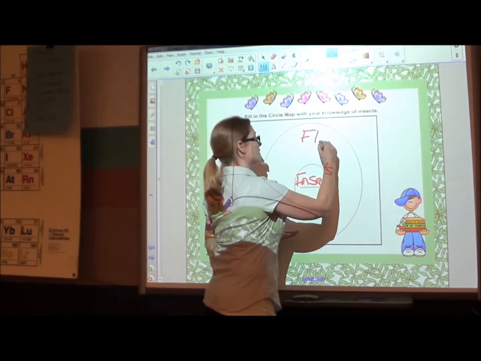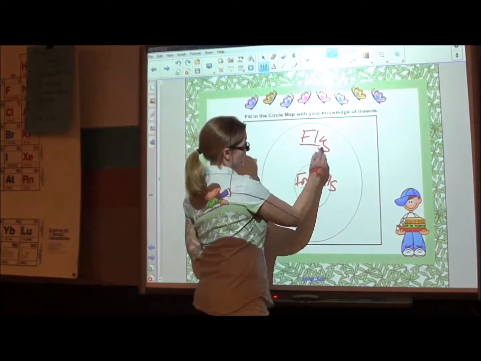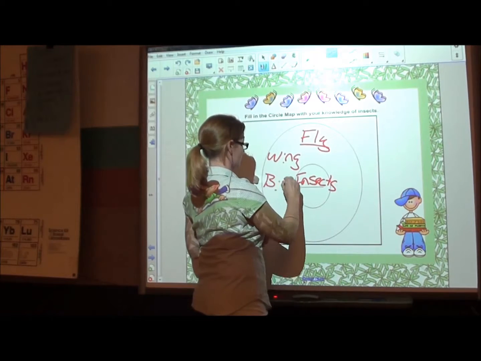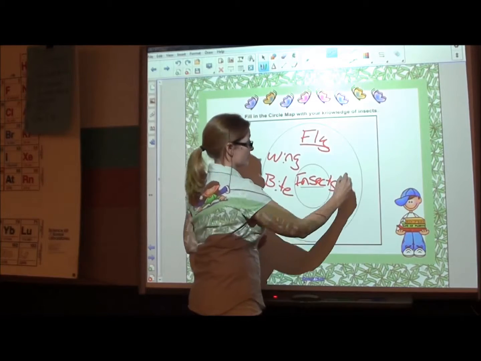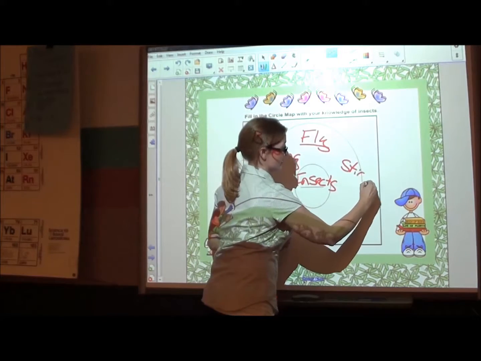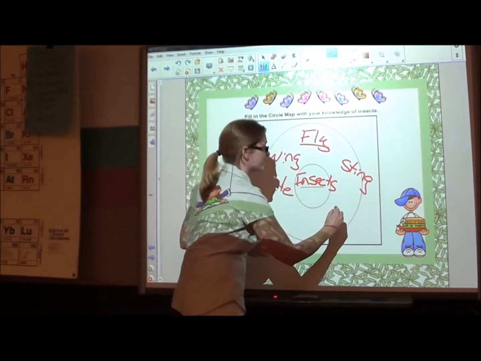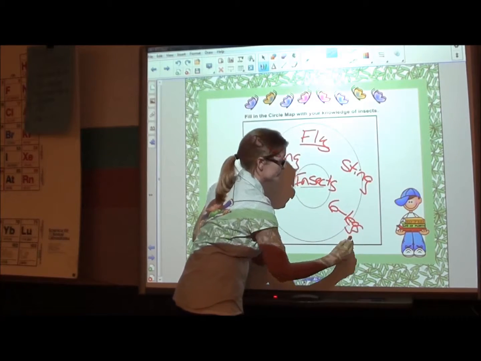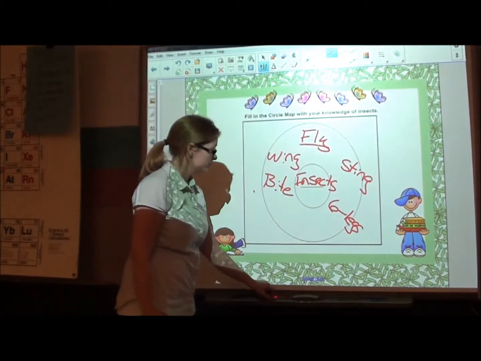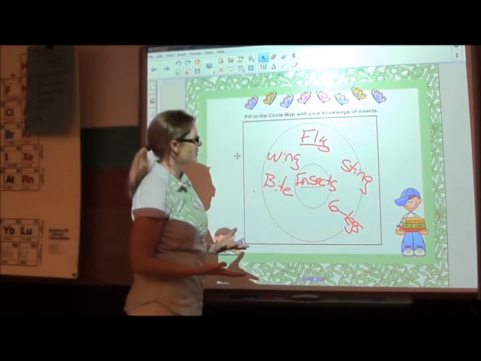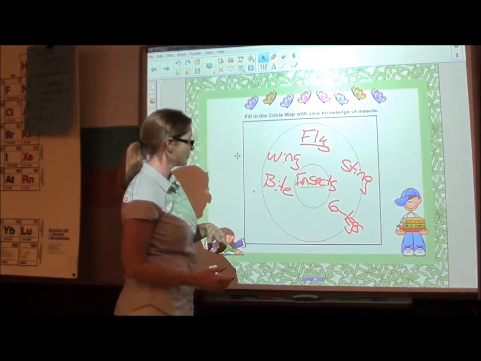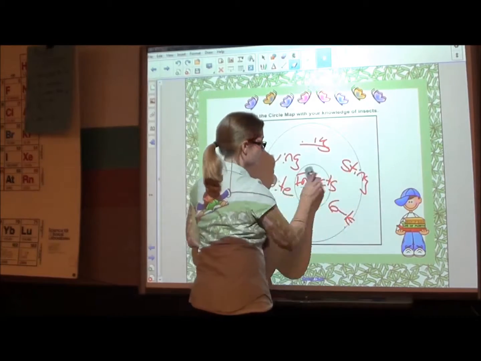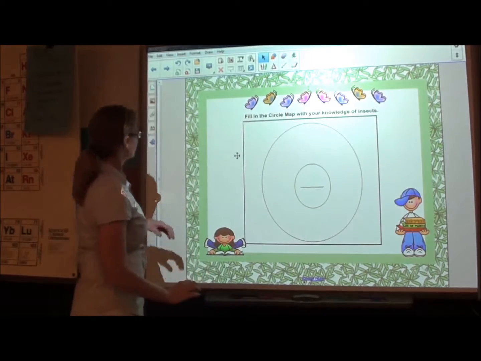Insects fly. So if they fly, they must have wings. Some bite. Some sting. Insects have 6 legs. And after just getting some ideas and kind of filling in this circle, we would go on to the next slide.